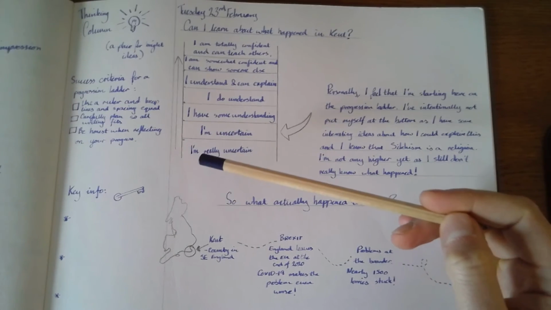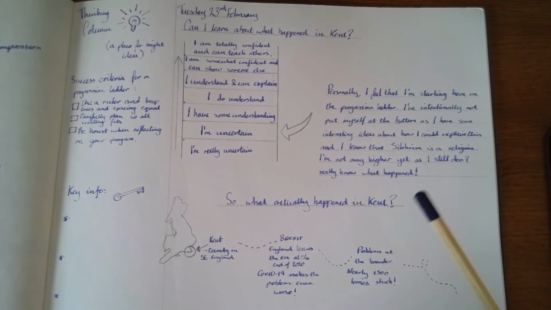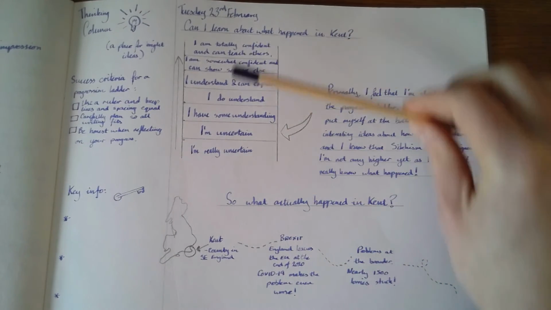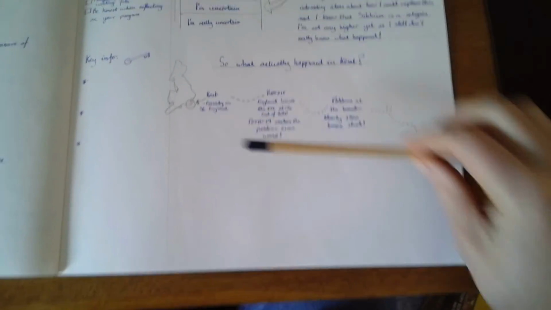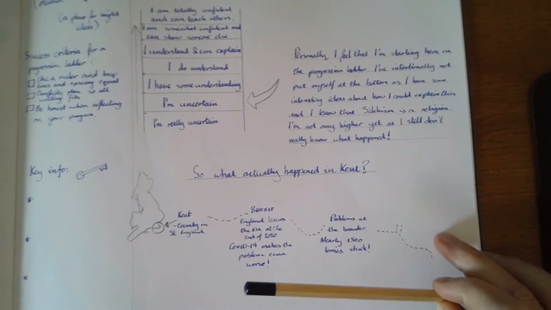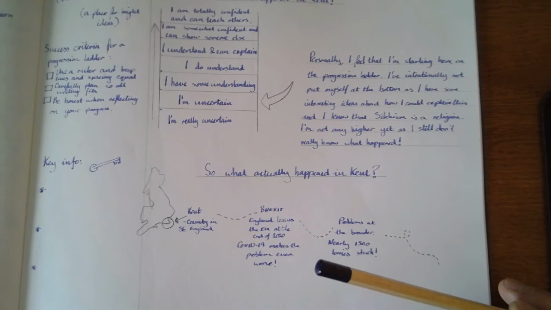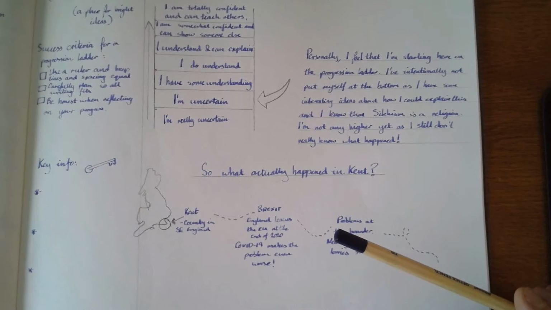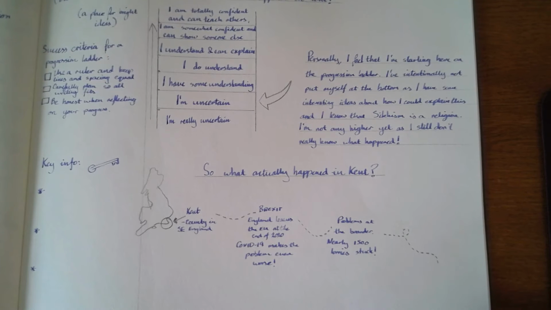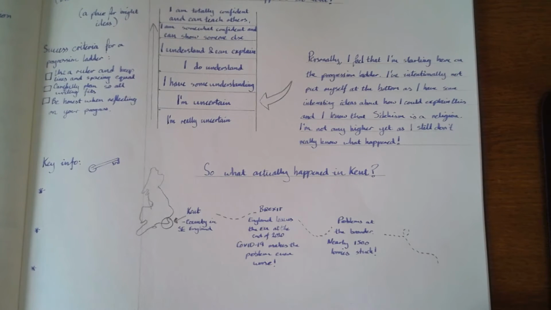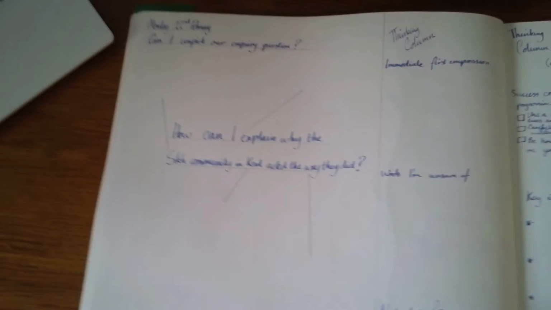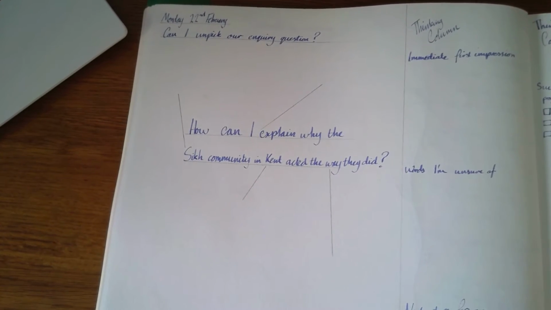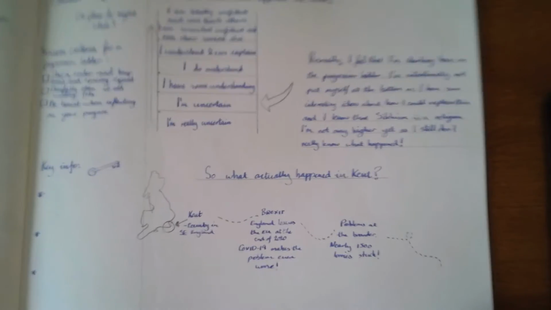Okay, so then I'm left probably about a third of my page for my progression map, and I've probably got two thirds of my page underneath it. And what I'm doing is I'm just creating a timeline of the events of what actually happened in Kent, so that I can understand what happened. Because if I'm going to answer the question, how can I explain why the Sikh community in Kent acted the way they did, we need to know what happened in Kent.